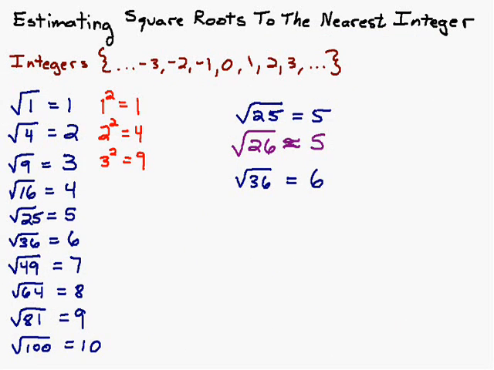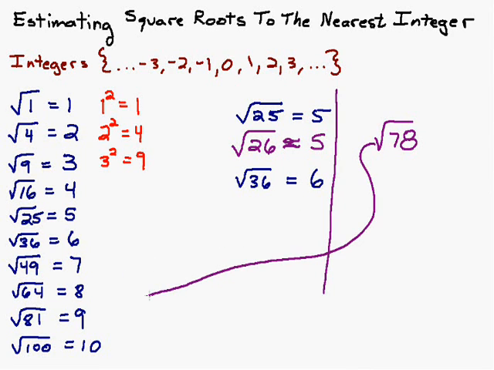Let's see if we can estimate to the nearest integer the square root of 78. So what you really want to do is look in your list here and see where that would fit. Where would the square root of 78 fit? Well, it looks like it would fit right in there, between 64 and 81. So let's write those down over here. So we got the square root of 64, which is 8, and the square root of 81, which is 9.